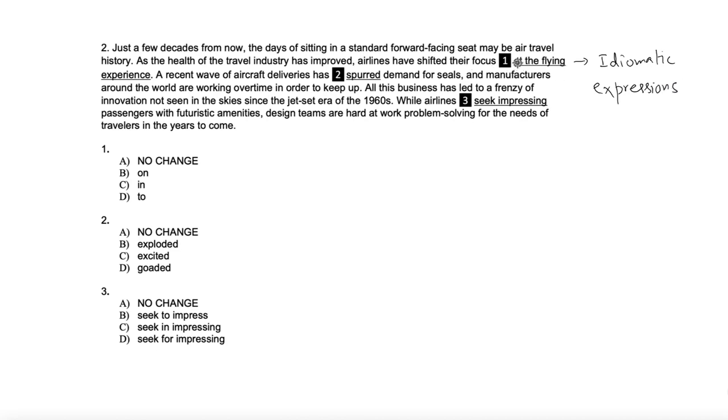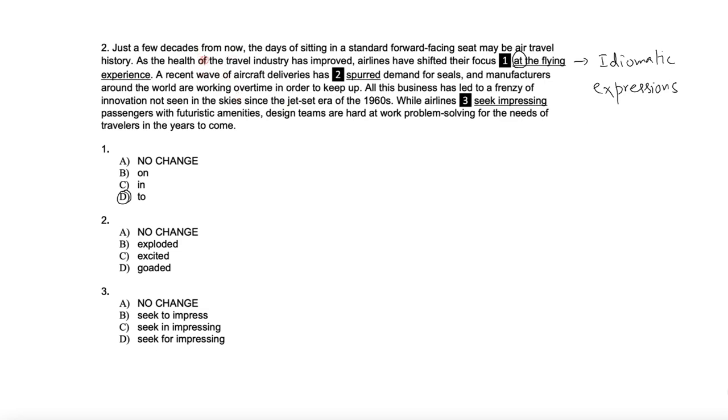And also another hint, whenever you see a preposition underlined, you should be careful that it can be an idiomatic expression. So with this, we have to see airlines have shifted their focus to the flying experience. It's not at the flying experience. That's wrong. Hence, the answer should be option choice D. And as I've discussed in my video as well, these are some expressions that you need to memorize, that you need to identify yourself. There's no specific rule that you can apply over here.